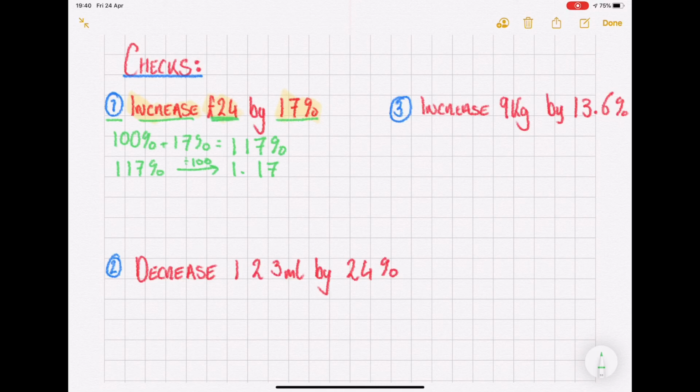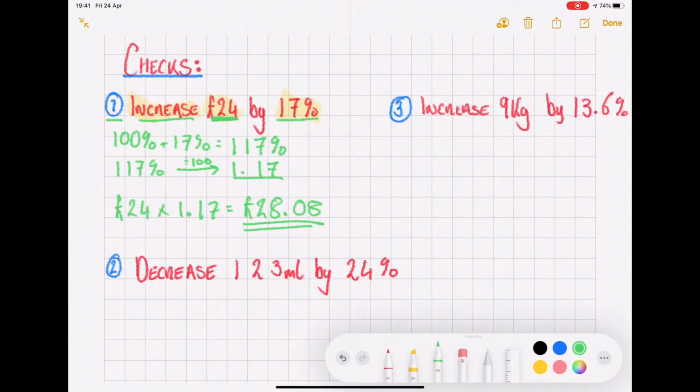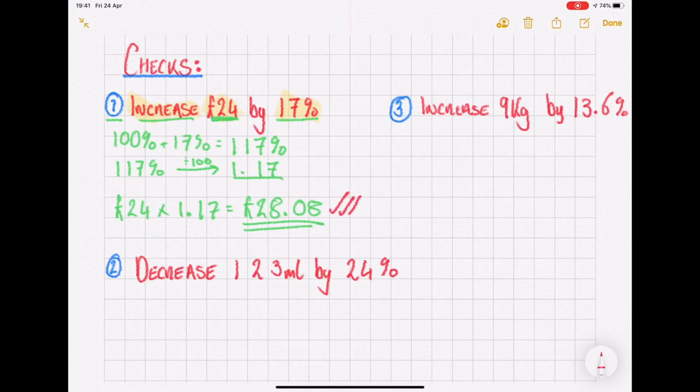Now I take my amount, which is £24, and I times that by my multiplier, which is 1.17. If I do that on a calculator, 24 times 1.17 gives me £28.08. Fantastic. If you got that, give yourself some ticks. Well done.